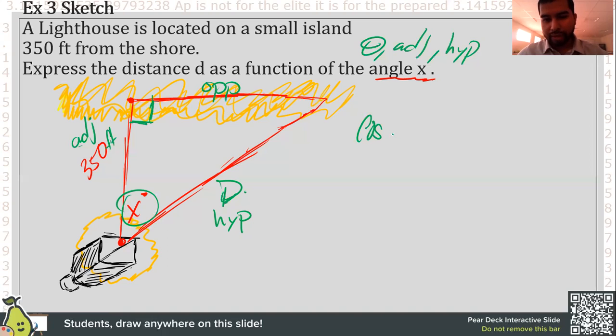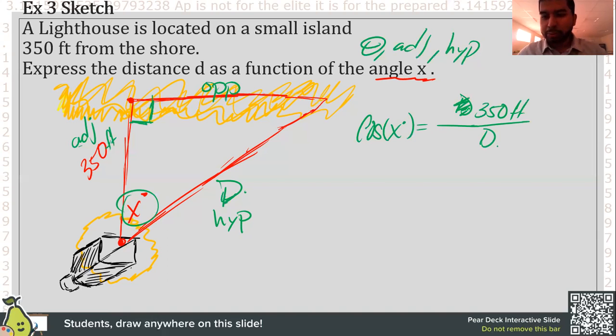So cosine of my x value, my angle that I don't know, is equal to the proportion of the hypotenuse, which is d, over my, not the hypotenuse, what am I talking about? The adjacent, which is 350, over the hypotenuse d. Okay.